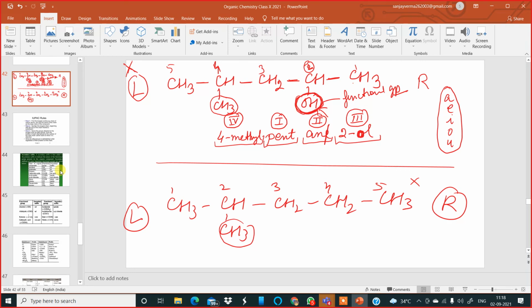So the final IUPAC name of this organic compound becomes 4-methylpentan-2-ol. E is not there. So this is the answer. Am I clear?